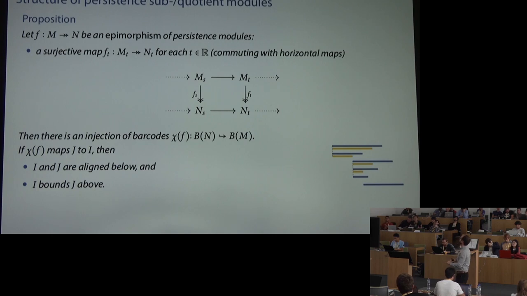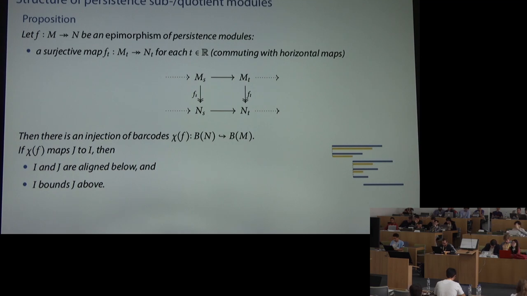If you don't know anything about the connection between M and N, then maybe it's hard to say how the barcodes relate. But if they're connected by surjections, then this statement actually gives you a matching between the intervals. This is what we need to get to the stability statement. We want to say there is a matching of the intervals that matches only similar intervals. Well, we have something on the left-hand side, they're even equal. The left endpoints are even equal.